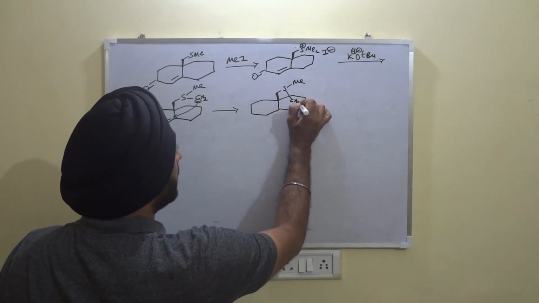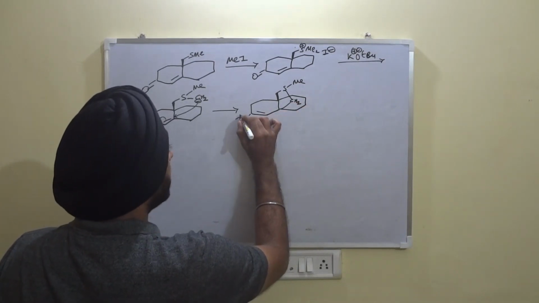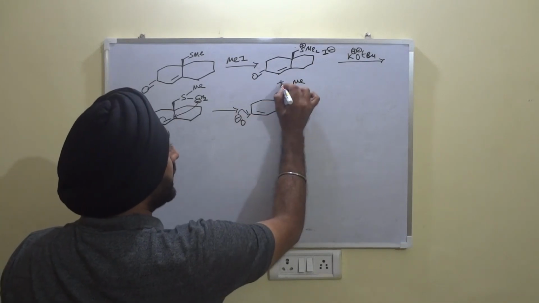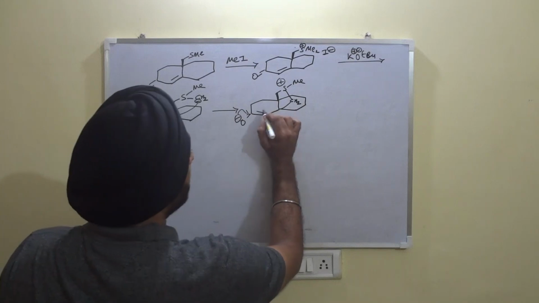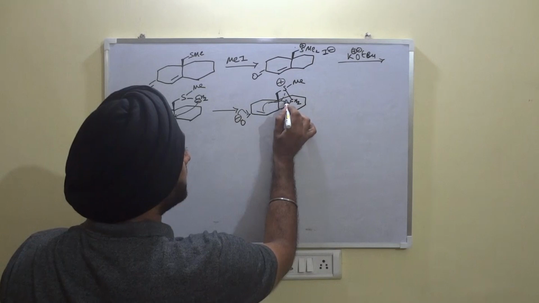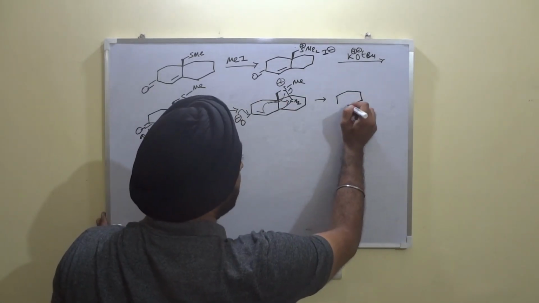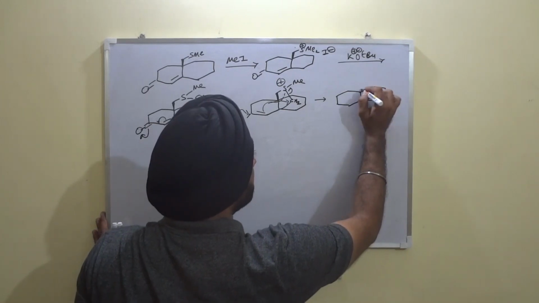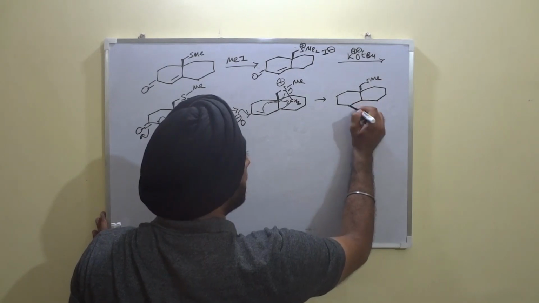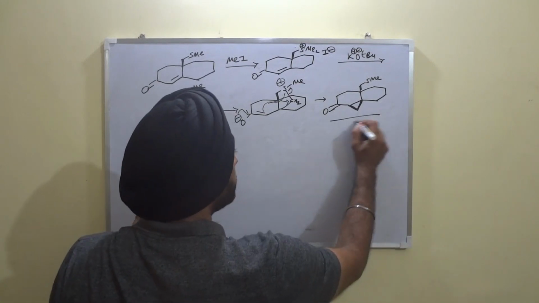So what you get is methyl CH2 here and this carbon bond, and once this negative charge comes back, it attacks this carbon and this is released. So what we end up getting is this epoxide, this cyclopropane species.